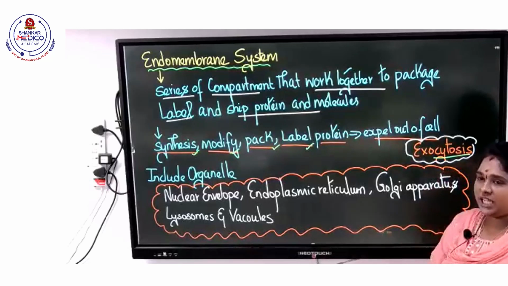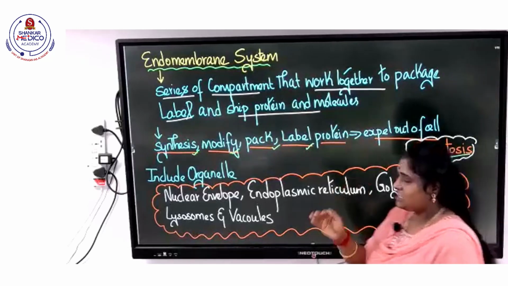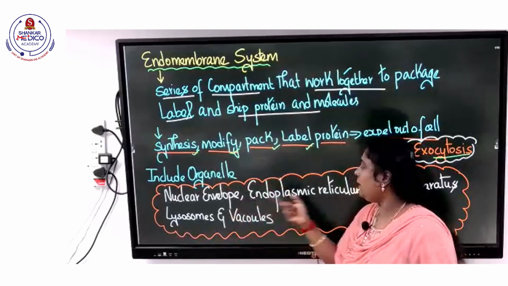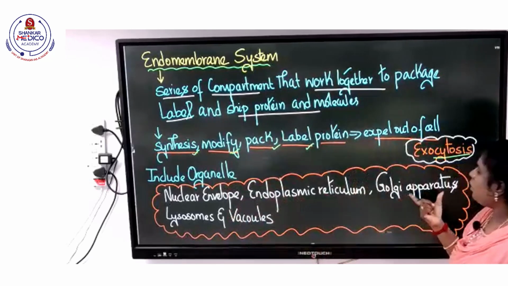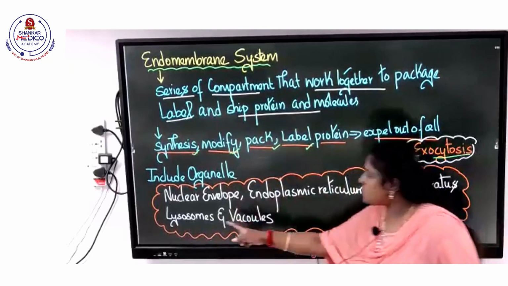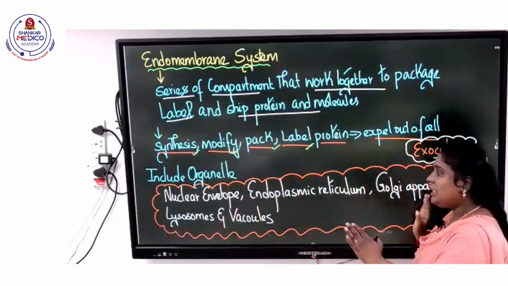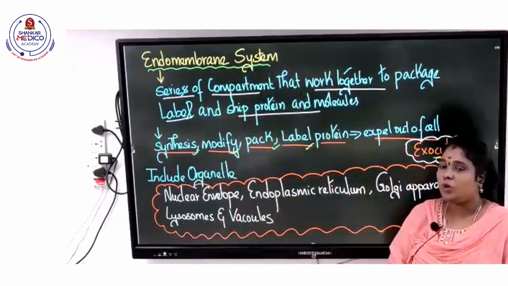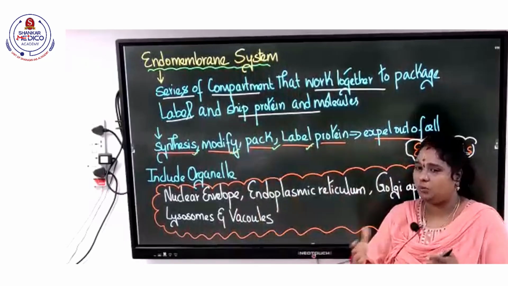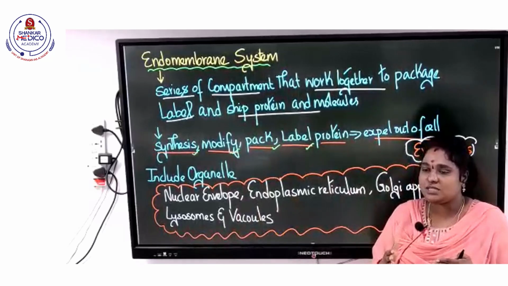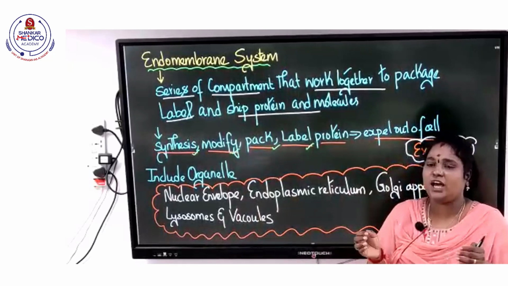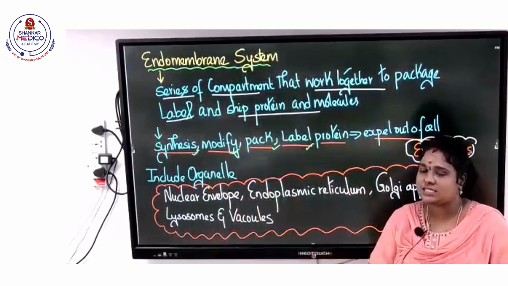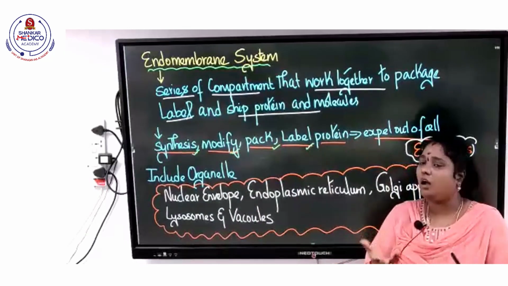Now we come to the next point, which lists the organelles included: the nuclear envelope, endoplasmic reticulum, Golgi apparatus, lysosomes, and vacuoles. All these organelles are present in the endomembrane system. The endomembrane system is a compartmental system whose parts function or work together.